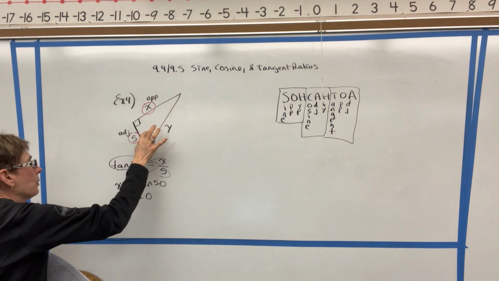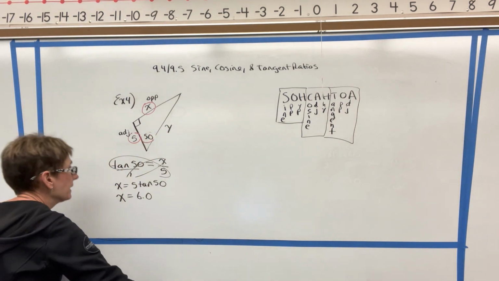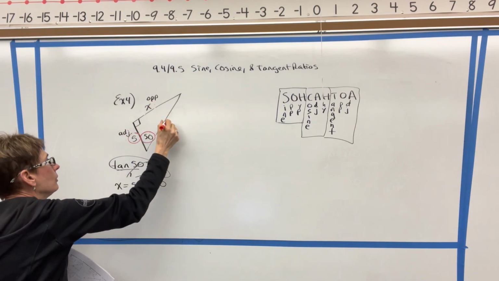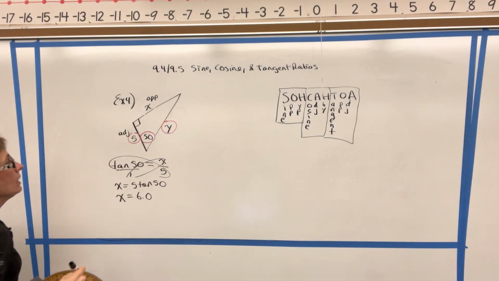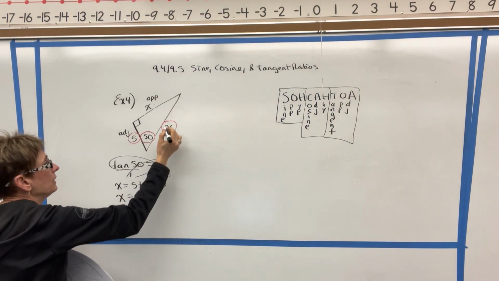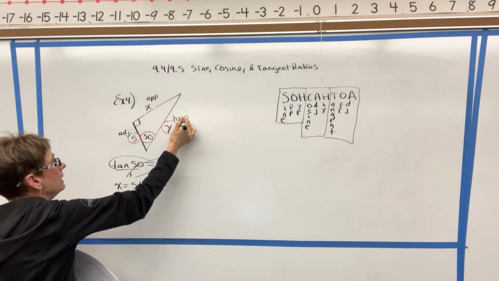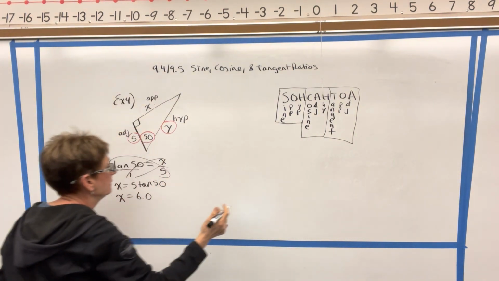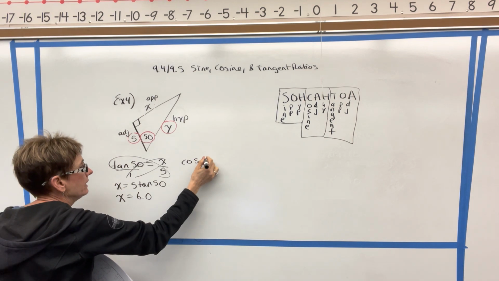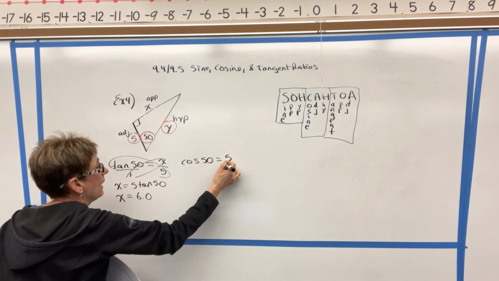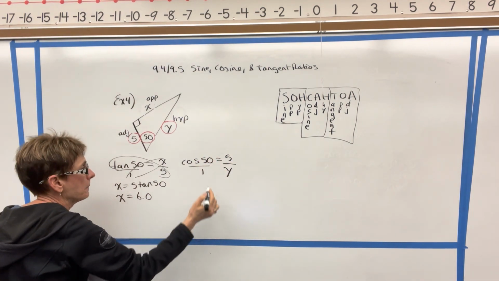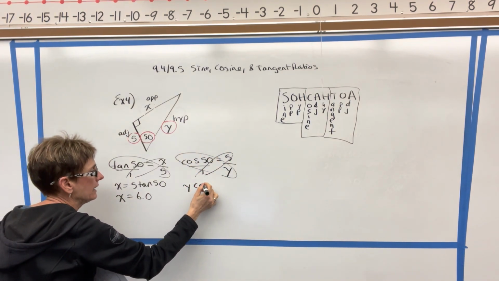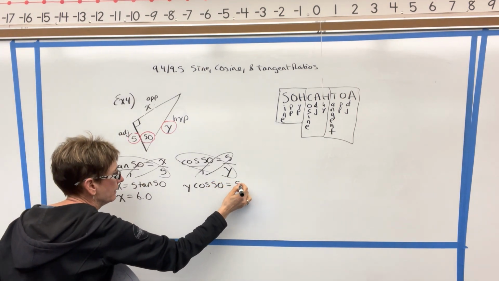Now, to solve for y, I can keep the 50 circled, but I want to uncircle my x and then I want to circle y. So in this case, if I'm looking at y and 5, I've got an adjacent and a hypotenuse, which would be cosine. So I'm going to write the cosine of 50 is adjacent, which is 5, over hypotenuse, which is y. Now notice when we multiply, I get y times the cosine of 50 equals 5.